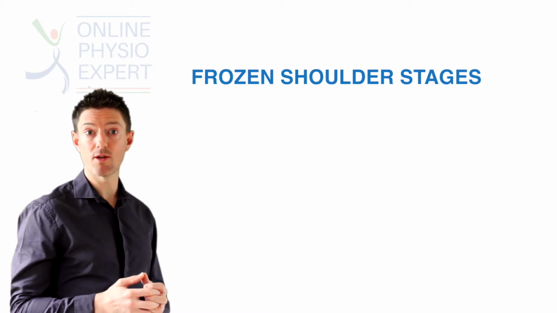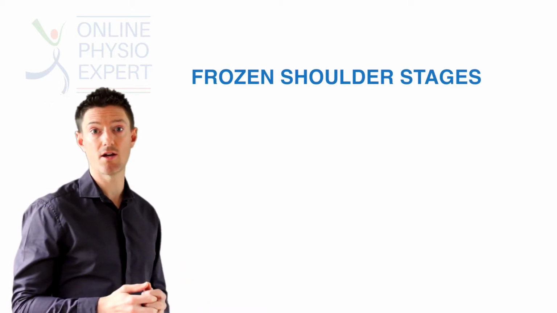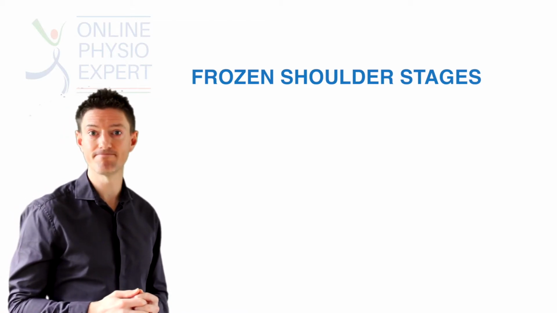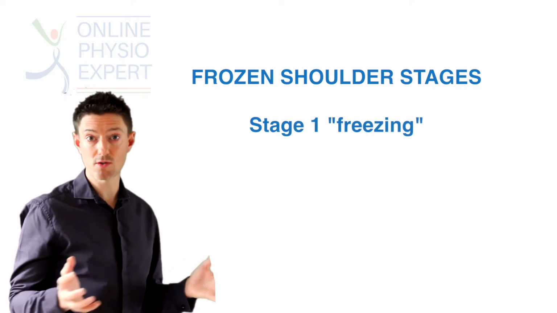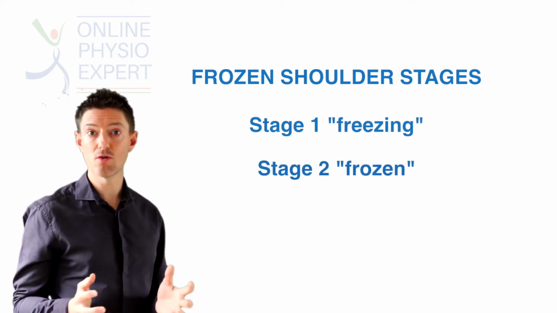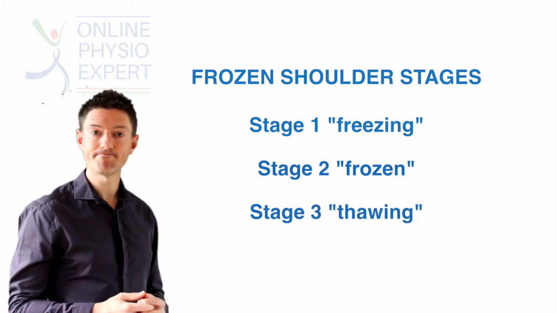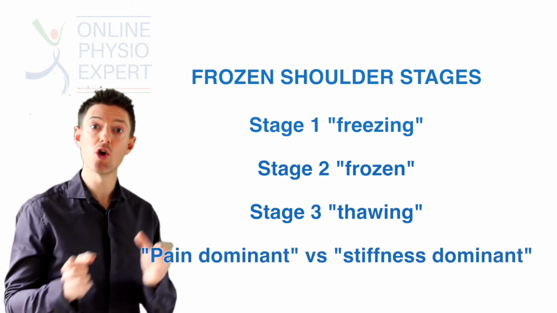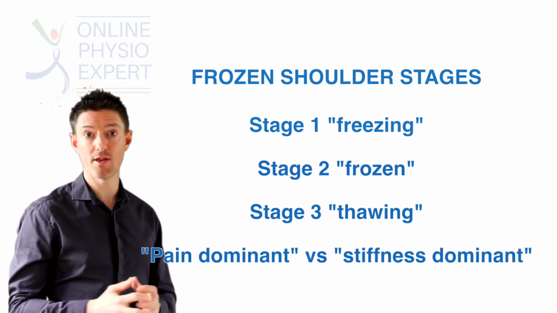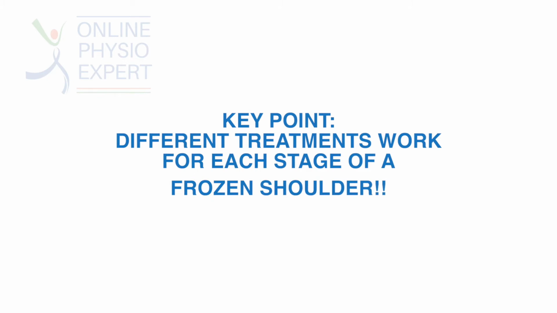Now, if you're suffering with a frozen shoulder, you will have almost certainly heard about the 3 stages of a frozen shoulder. Again, the terminology may vary, but generally these are termed freezing or stage 1, frozen or stage 2, thawing or stage 3. Many clinicians also simply assess whether a frozen shoulder is pain dominant or stiffness dominant, and the reason why the stage of a frozen shoulder matters so much is that different treatments work at different stages of a frozen shoulder, and if the wrong treatment is prescribed at the wrong time in a frozen shoulder cycle, it may make your symptoms worse.